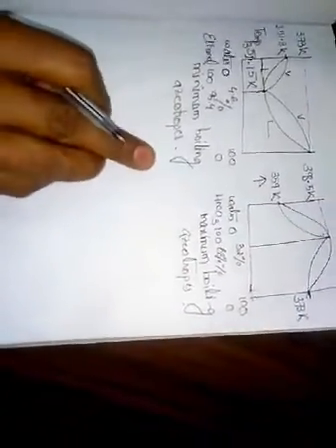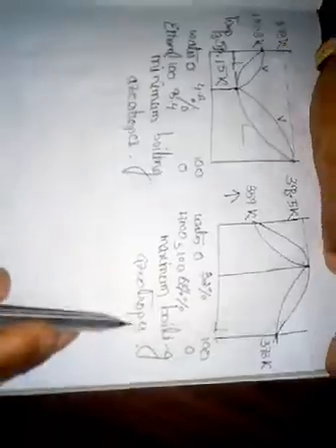Again, I want to repeat, non-ideal solutions are of two types, positive deviation and negative deviation. Positive deviation corresponds to minimum boiling point azeotropes. Negative deviation corresponds to maximum boiling azeotropes.